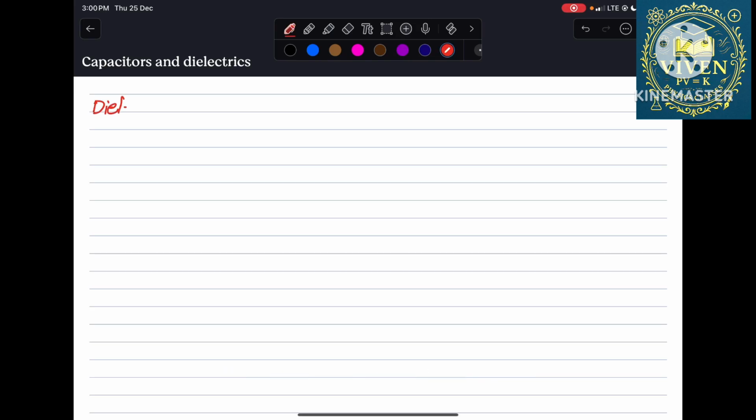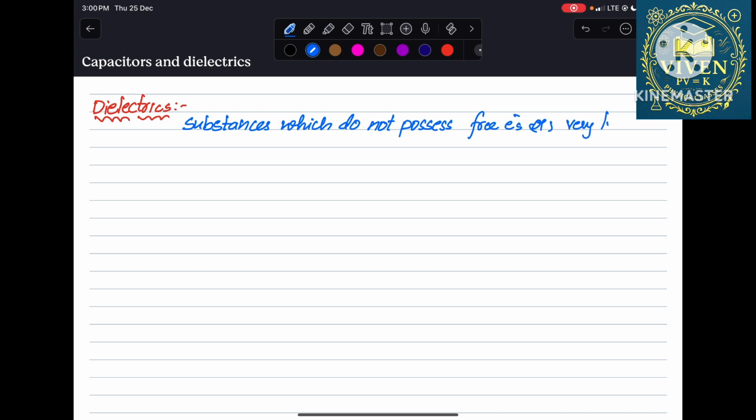What is a dielectric? If anyone knows, try to answer yourself. What do you mean by a dielectric? A dielectric is simply a substance which does not possess free electrons, or possesses very few free electrons. So either they don't have free electrons or they may have a very small number of free electrons.